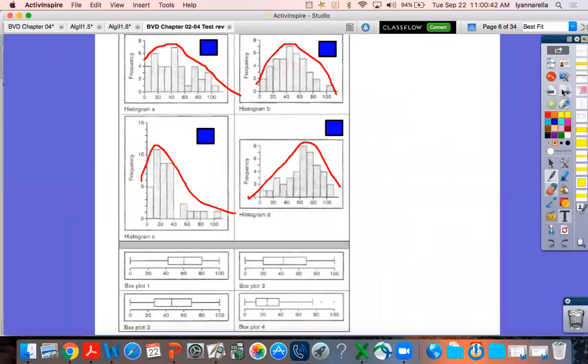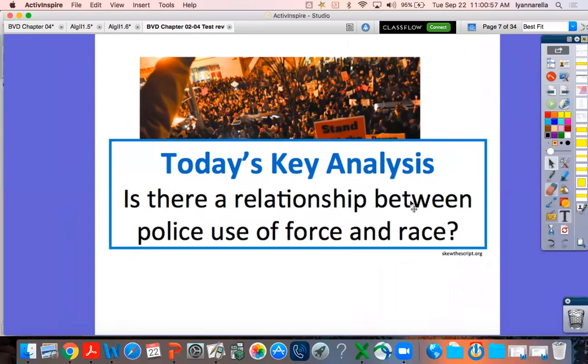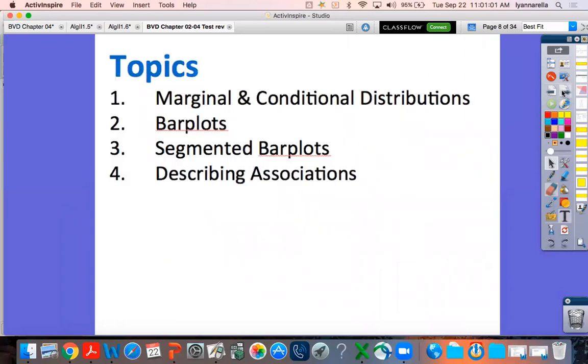And here, there's some more we could have done, and this is with box plots, and we'll do box plots when we get to the box plot chapters. So what I want to do today is talk about this Skew the Script analysis. They did a very timely, very succinct study on, is there a relationship between police use of force and race? And that is all over the news right now. So that's something to think about.